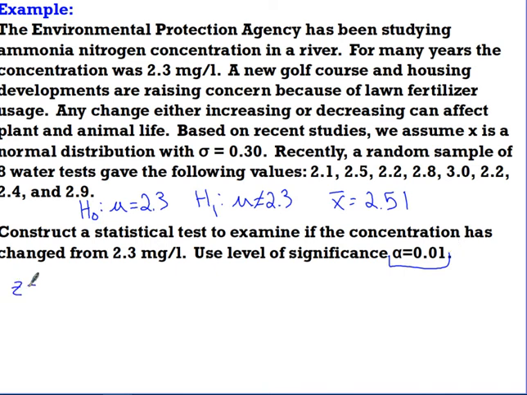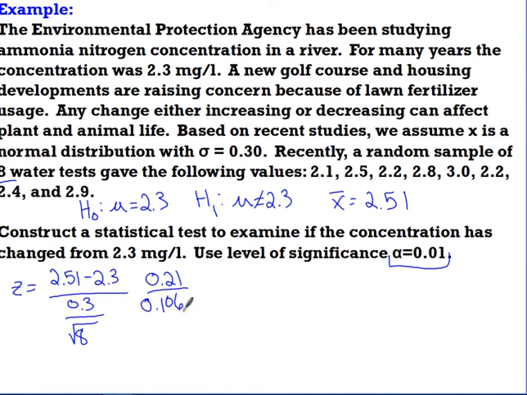So we'll go z equals 2.51 minus 2.3, divided by your standard deviation of 0.3 over the square root of 8, that you grab from here. So 2.51 minus 2.3 is 0.21, divided by 0.3 over the square root of 8. I get a z-score of 1.97. I better round that to the nearest hundredth. Now I'm going to draw myself a little normal curve.